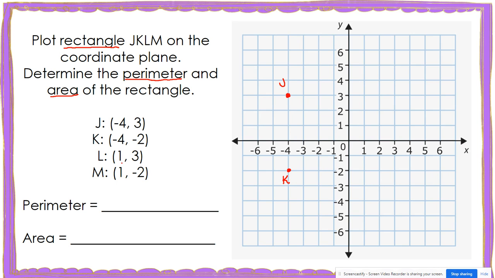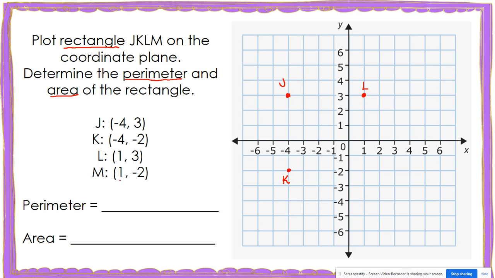Point L has an x value of 1 and a y value of 3. So from the origin, I would move right to 1 on my x-axis. Then I would move up 3 units to 3 on my y-axis, and I'm going to label this as point L.